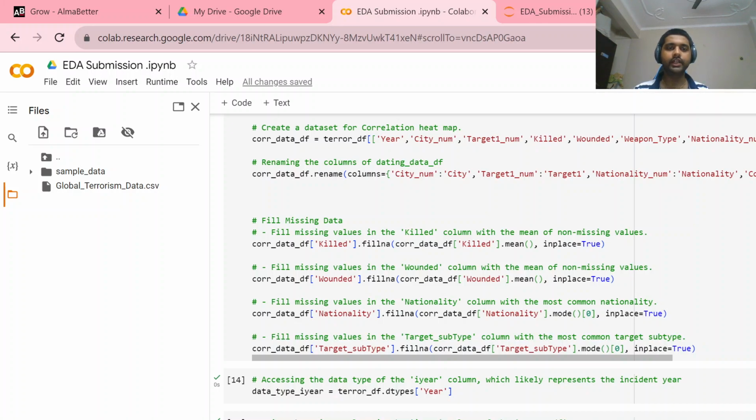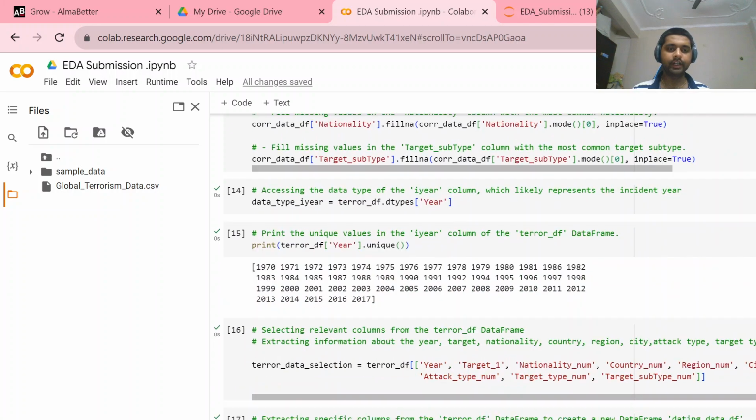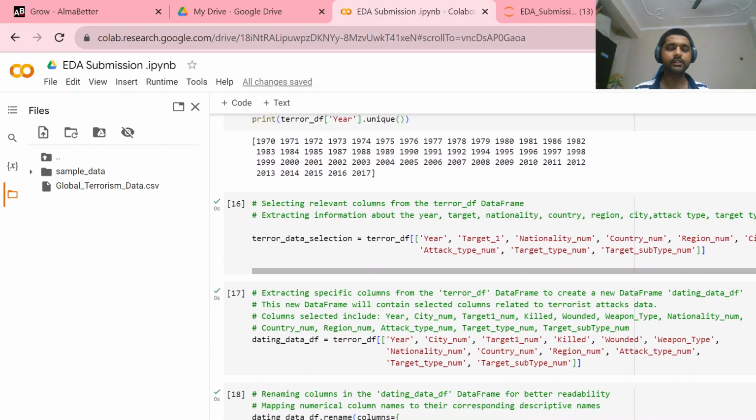There is some missing data, null values, in the killed column, the wounded column, and the nationality column. So we filled them with the mean, and here we filled with the mode. Here we see the year types and the unique values: year from 1970 to 2017. Here we can confirm that our year column contains data from 1970 to 2017.